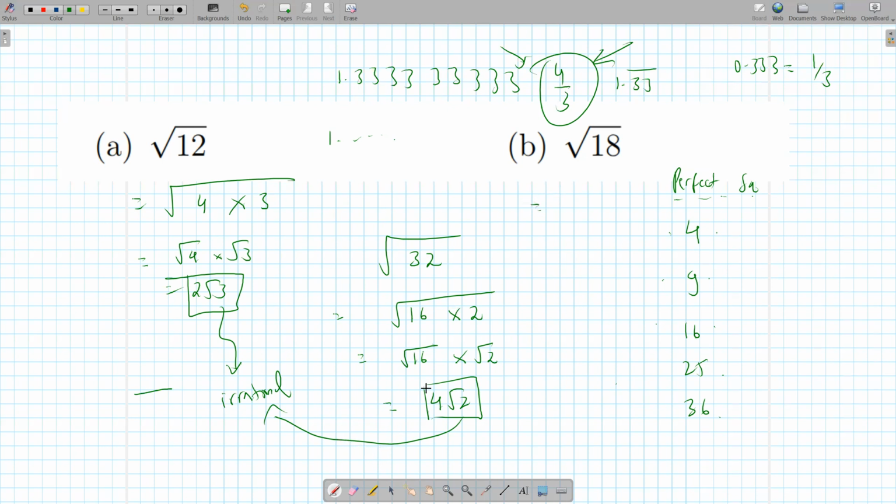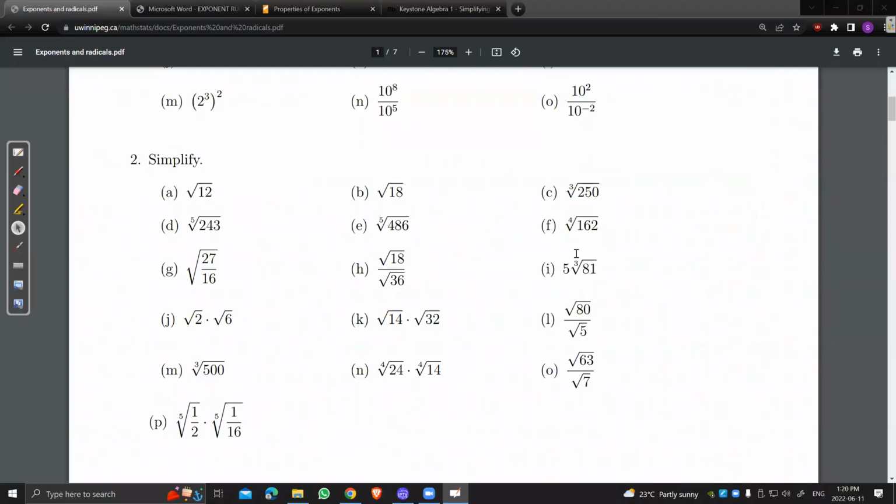Look at B. We want to write 18 in terms of a perfect square times some number. 9 times 2. Yeah, see how easy this is? And that's just going to be 3 root 2. Because square root of 9 is 3. Okay. Now this is where things get a little bit tricky.